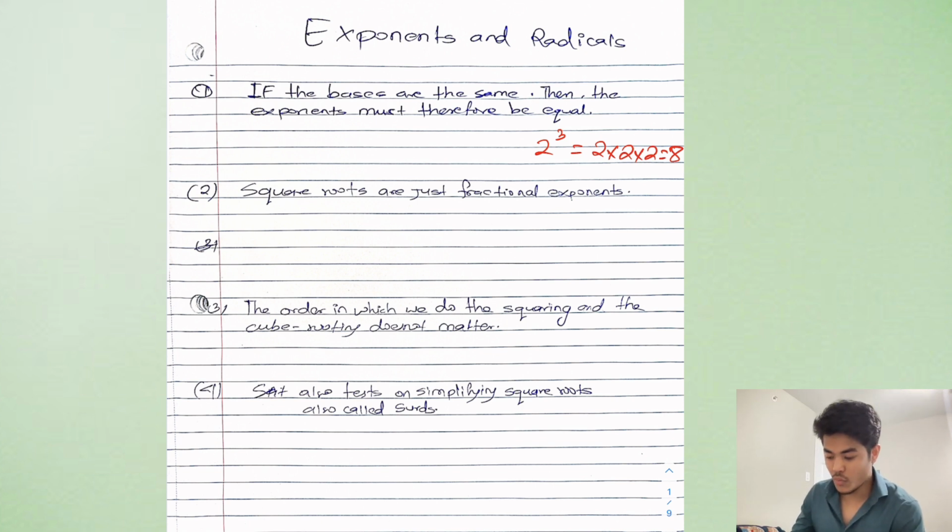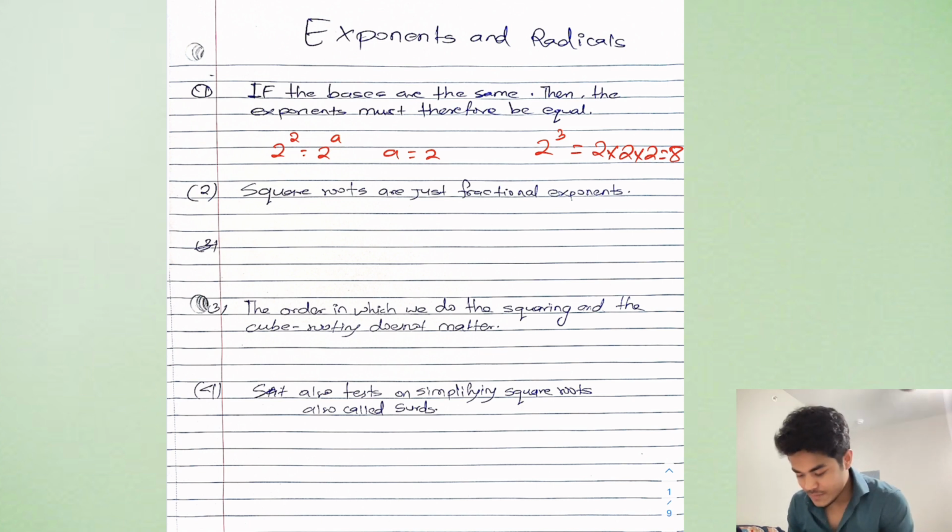Another fact about exponents is, if the bases are the same, then the exponents must therefore be equal. What does this mean? It means that, for example, if we are given 2 raised to 2 and 2 raised to a, for these two expressions to be equal, a must equal 2. 2 and a are the exponents with the same base 2, so a must be equal to 2.